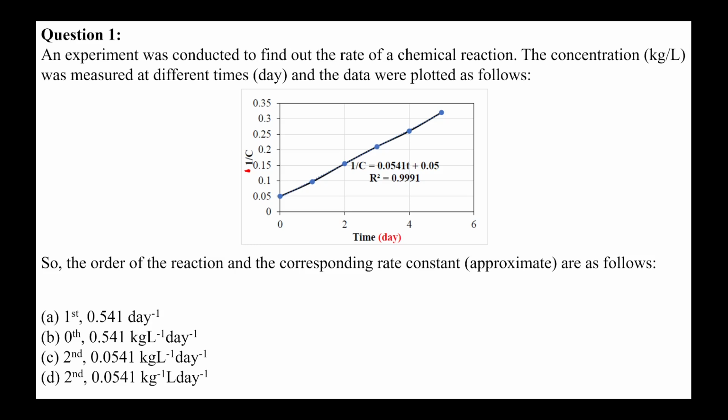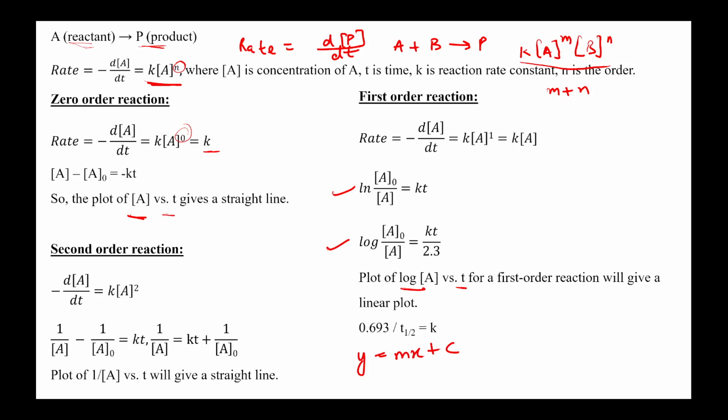In this question, you can see the plot is between 1 by concentration versus time. It's a straight line plot. So from that itself, you can understand that the reaction is a second order reaction. Now, you see there are two options with second order reaction, C and D. Let's see the equation again in the previous slide.